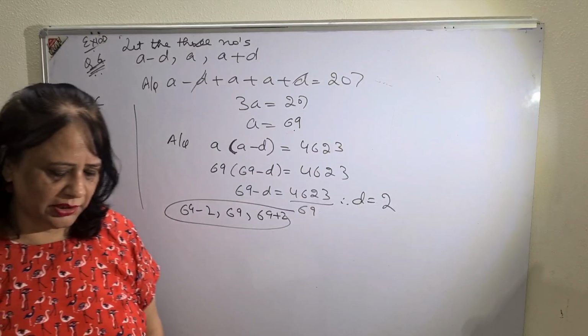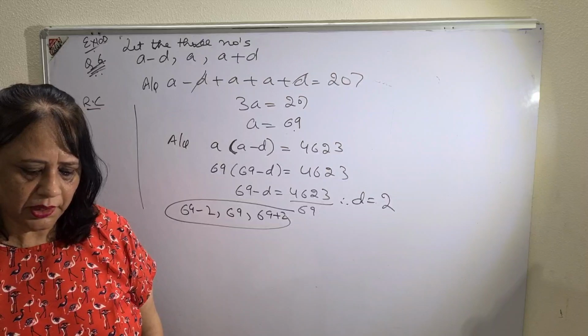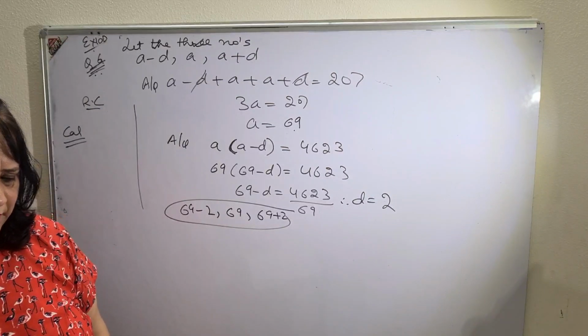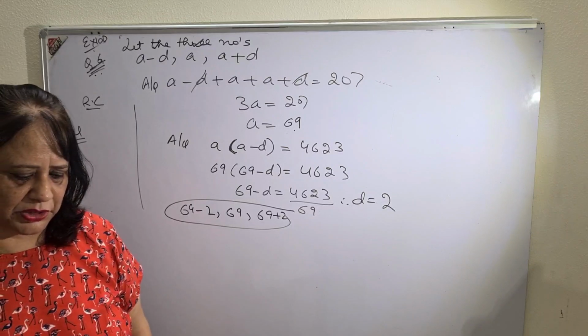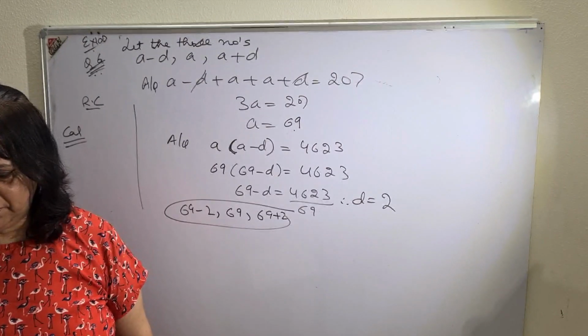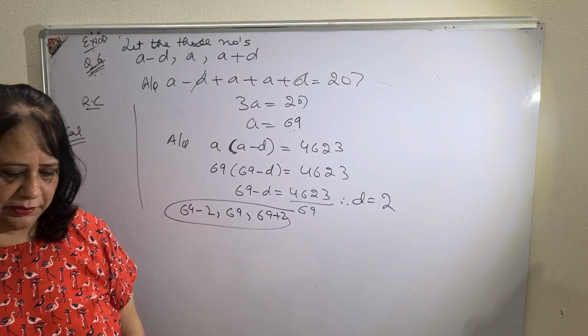Then come to question number 8. 4 numbers in AP. I have already explained what are 4 numbers in AP, and they have said whose sum is 20 and sum of squares is 120. You can do it. There's no difficulty in it now. Now come to question number 9.